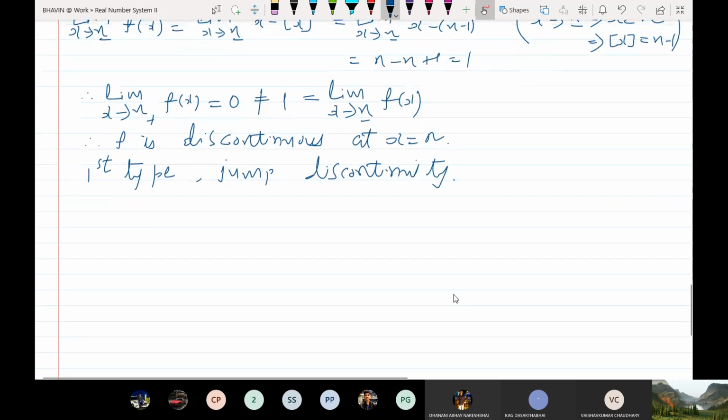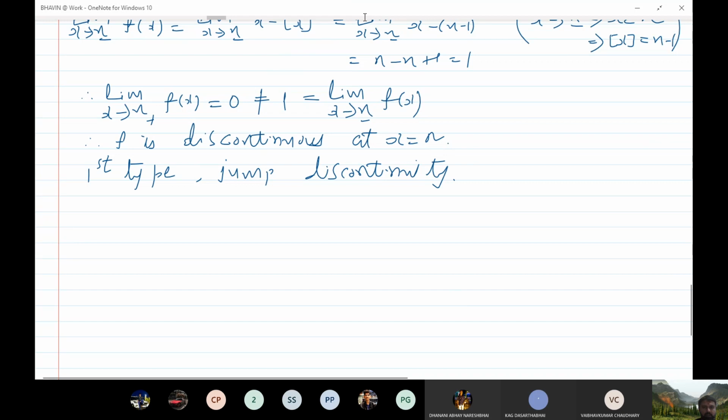So now let me take the next example. f from R to topology sine curve, we have already discussed. It has a removable discontinuity at 0, so I am not discussing it right now. But the next example is this.